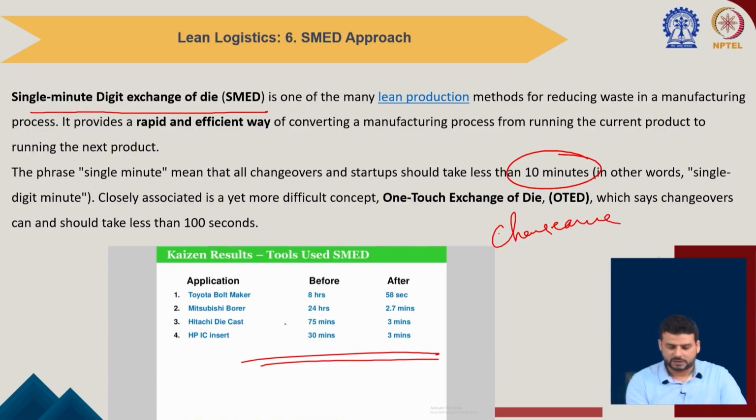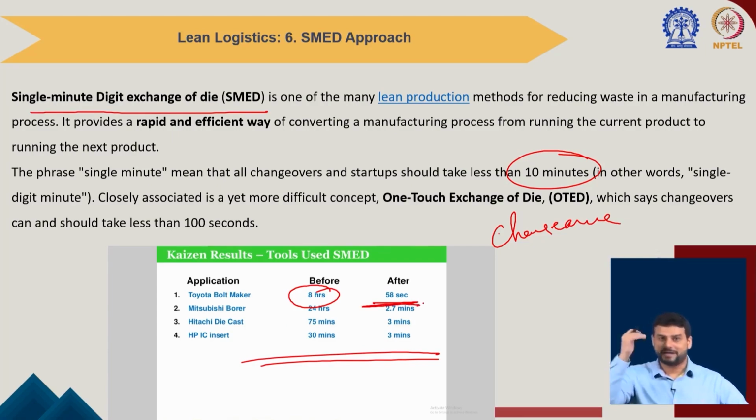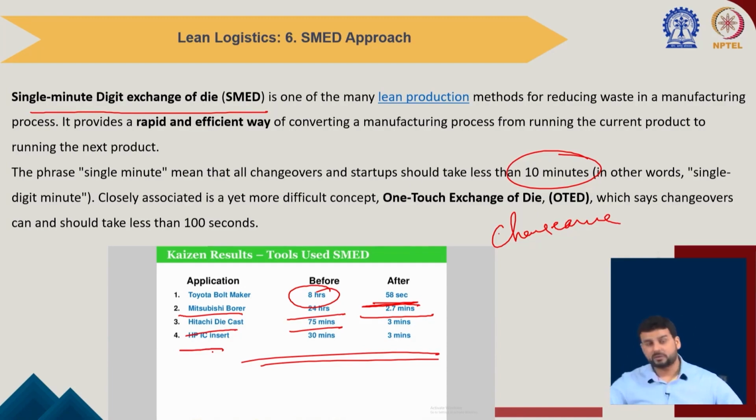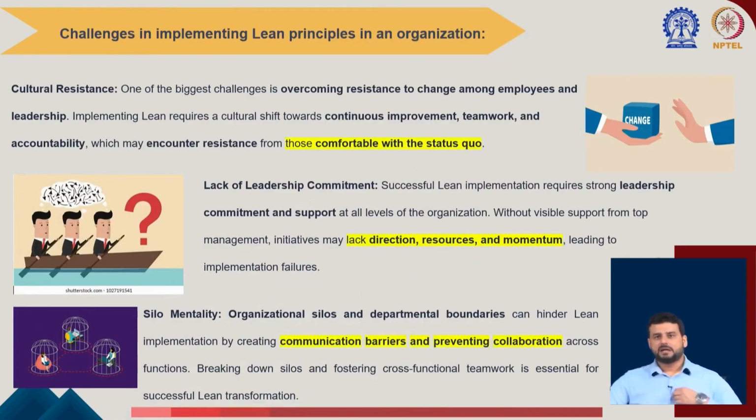You just see Toyota bolt maker, earlier they were taking 8 hours, now 58 seconds. You just imagine how much these small steps of improvement are contributing. Mitsubishi, 24 hours, now 2.7 minutes. Hitachi die cast, earlier they were taking 75 minutes, now only 3 minutes. And HP IC insert, they were taking 30 minutes, now only 3 minutes. So this is the improvement you can see.